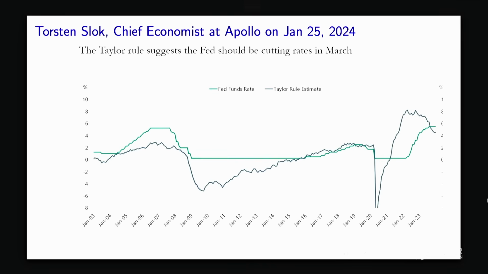Here is a blog post by Torsten Slock, who's going to be at the conference tomorrow, chief economist at Apollo. A year ago, he had this plot of the Fed funds rate together with the Taylor rule. And then he concluded that, because the Taylor rule estimate was below the Fed funds rate, the Taylor rule suggests the Fed should be cutting rates in March. So it's a way of forecasting.